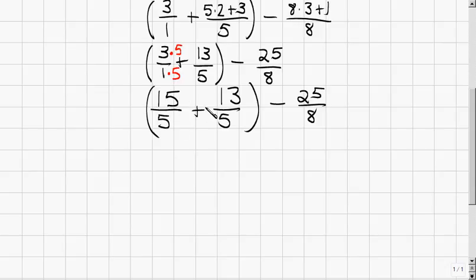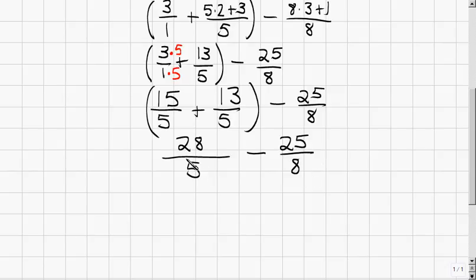Now we're ready to add these two fractions together. Adding two fractions keeps the same common denominator, but we add the numerators. So 15 plus 13 becomes 28. So now we have 28/5 minus 25/8.